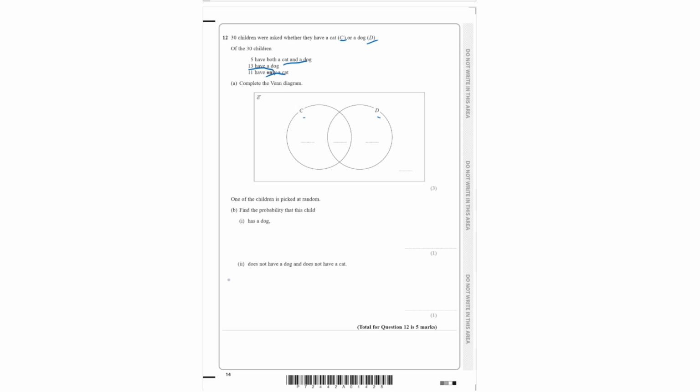11 only have a cat, so we can write that here. 5 have both a cat and a dog, so we can write that here. However, 13 have a dog, and of those 13, 5 have a cat, so we can simply write 13 minus 5, that gives us 8. Now, we have a missing value here. We know that the total amount of children is given as 30.